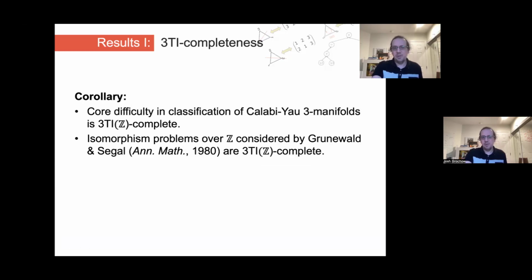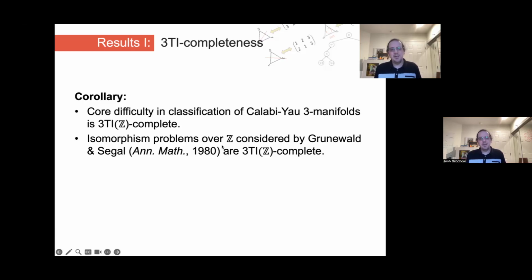Okay. As a corollary of this, one of the core difficulties in the classification of Calabi-Yau 3-manifolds turns out to be essentially a tensor isomorphism problem over the integers. And we show that problem is 3TI complete over the integers. Now, there's a wrinkle in this in that it's an open mathematical question which 3-tensors can even arise as the 3-tensors over the integers corresponding to a Calabi-Yau threefold. But in the absence of that, if you just suppose that maybe anything can arise, the corresponding classification problem we show is 3TI complete over the integers.